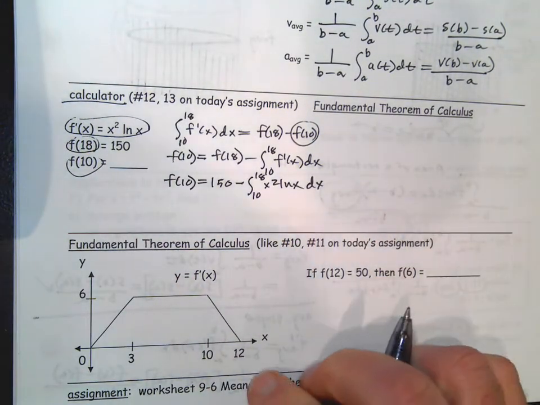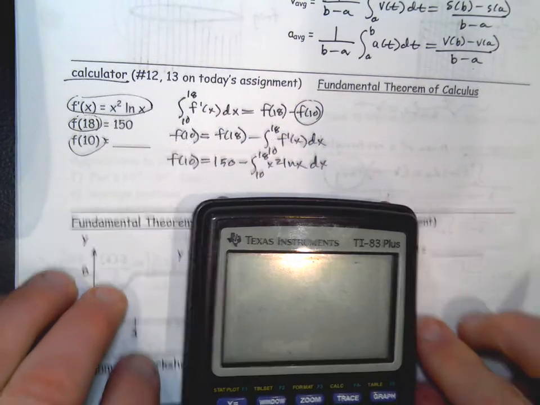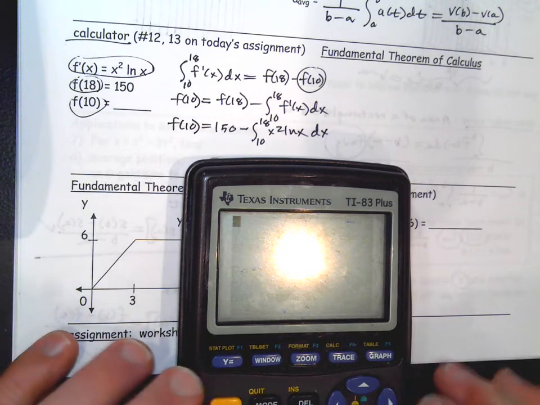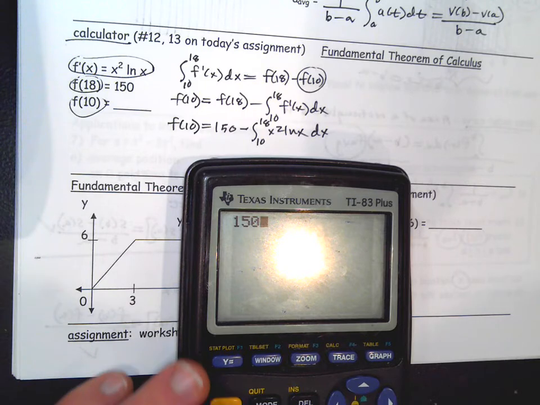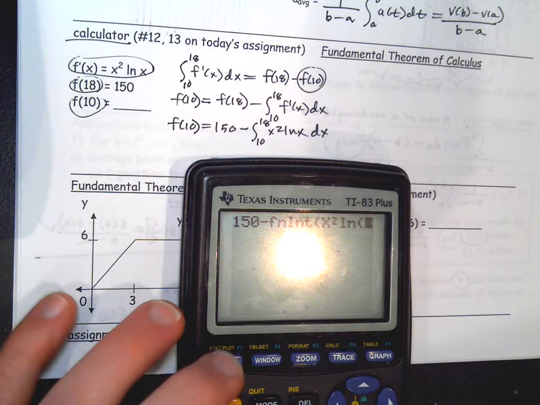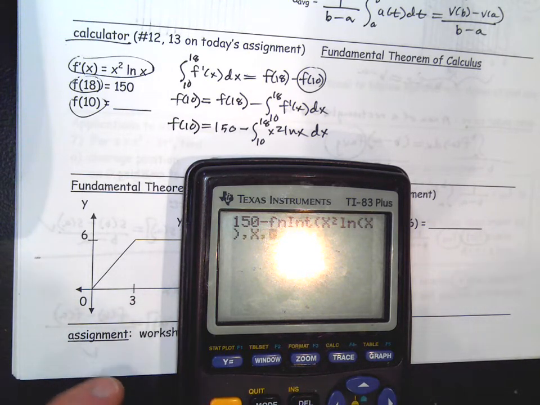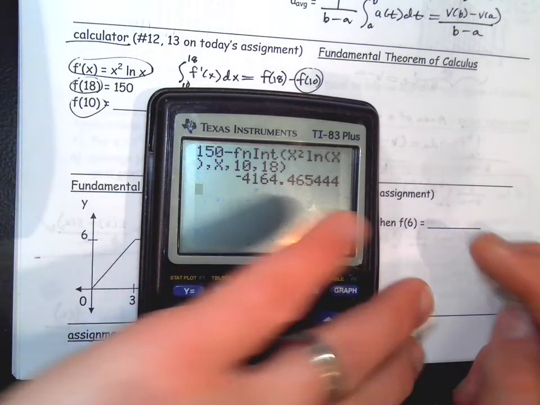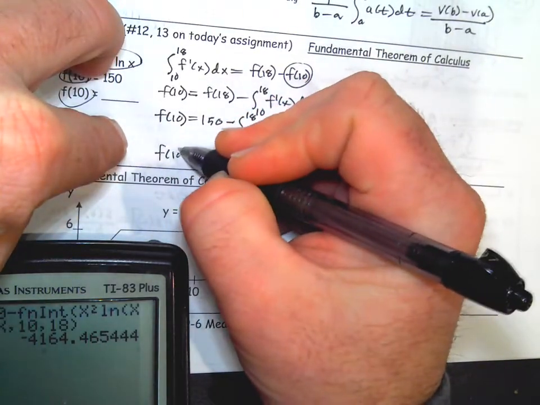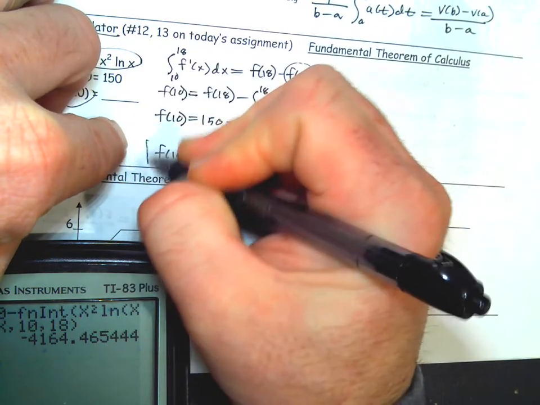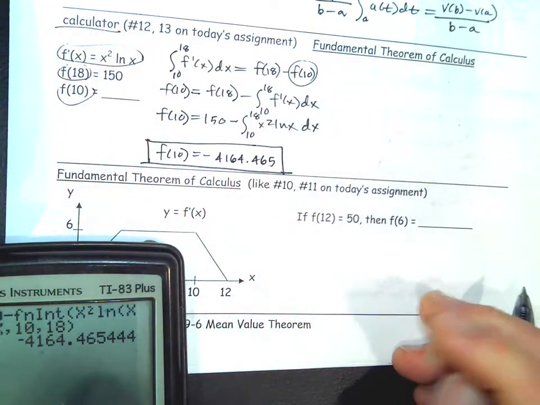Now I can do this on my calculator. This is going to be helpful for a couple problems tonight. Let's review. I can totally do this on my calculator. 150 minus math 9, x squared natural log of x, comma 10, comma 18. I can do this all in one calculation right there. That's the answer. Done. f of 10 equals negative 4164.465. Rounded or truncated comes out the same this time. I always truncate. It's hard to mess up truncating.